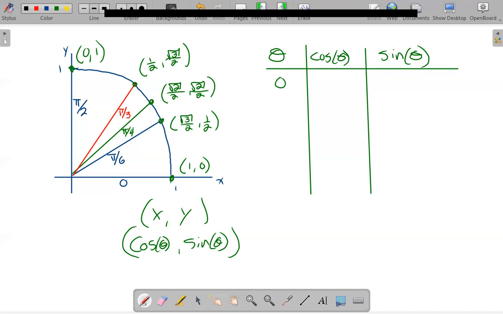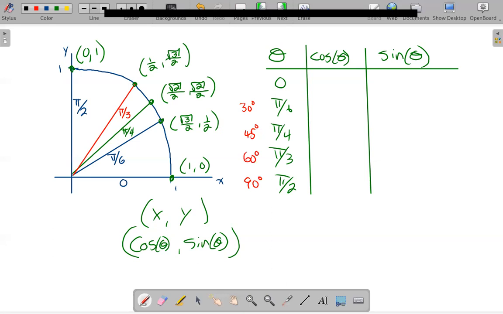Our angles are 0, pi over 6, pi over 4, pi over 3, pi over 2. And remember, those are related to the degrees: 30 degrees, 45 degrees, 60 degrees, and 90 degrees. Green numbers are in radians. So often we will not write the phrase RAD for radians. If you don't see a unit, that means it is radians. That's the convention in trigonometry.